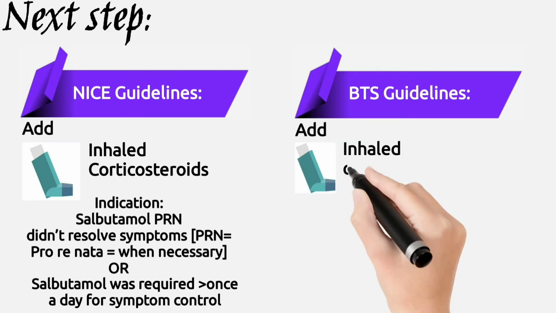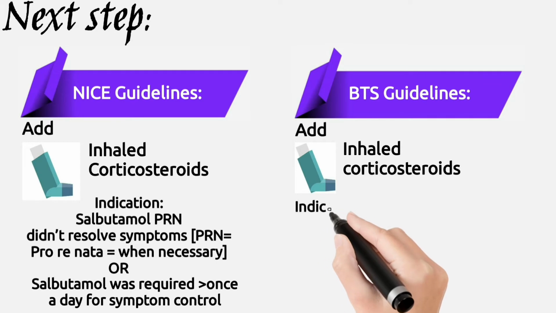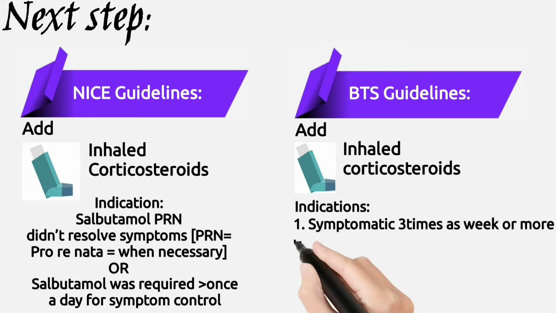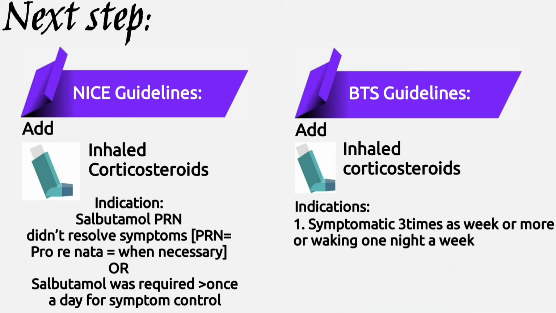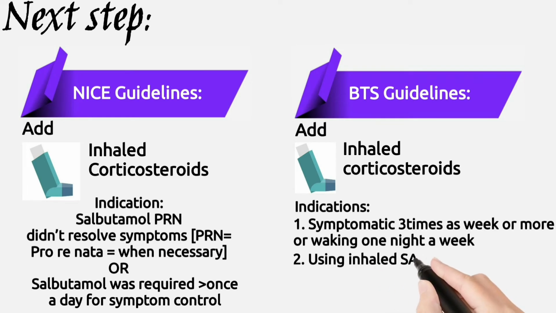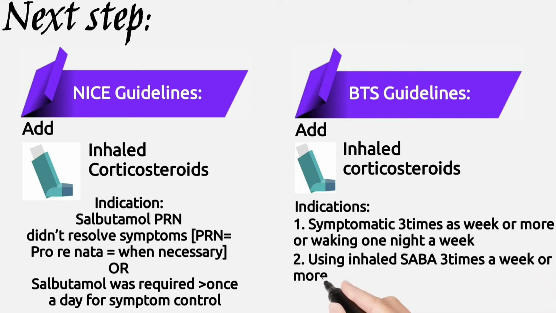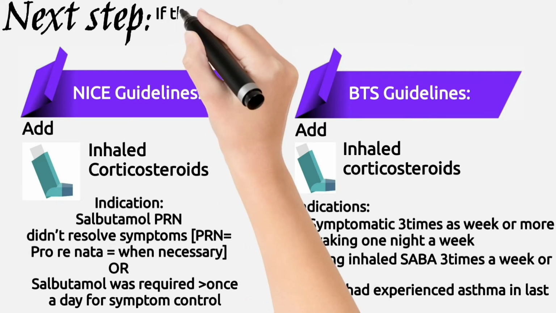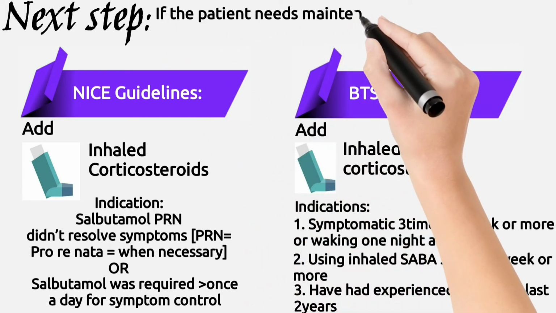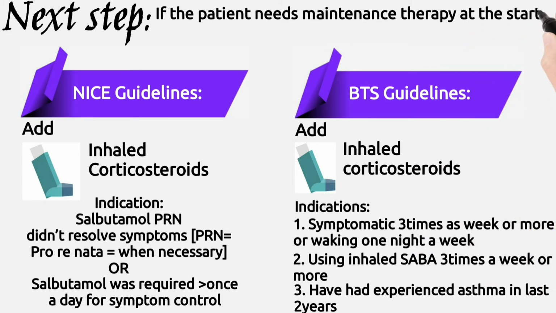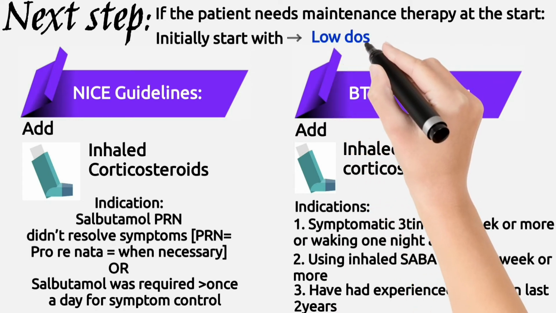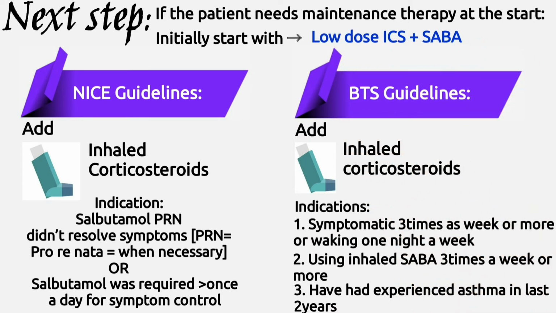In BTS guideline, we also add inhaled corticosteroids. Here the indications in BTS guidelines are symptomatic patient 3 times a week or more, or waking 1 night a week, using inhaled SABA 3 times a week or more, and have experienced asthma in the last 2 years. If the patient needs maintenance therapy at the start, then initially we start with low dose ICS and SABA together.